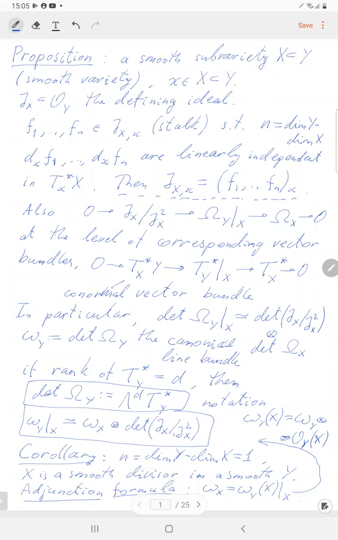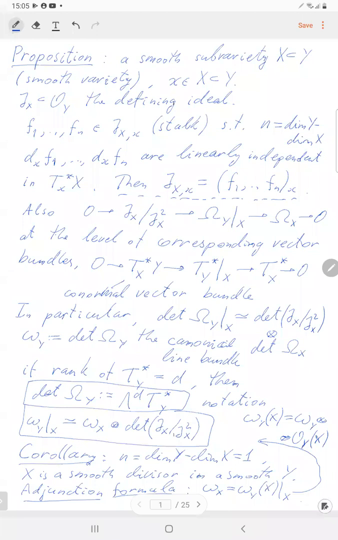Да, и получается, но x подмножество y, значит, когда мы омега y ограничим на x, мы получаем то же самое, что омега x? No, we just get the restriction to x. It has the same rank as the initial cotangent bundle of y. For example, if you take its fiber at any point, it has rank n, well, the dimension of y.